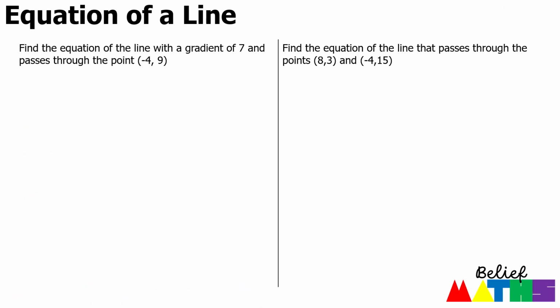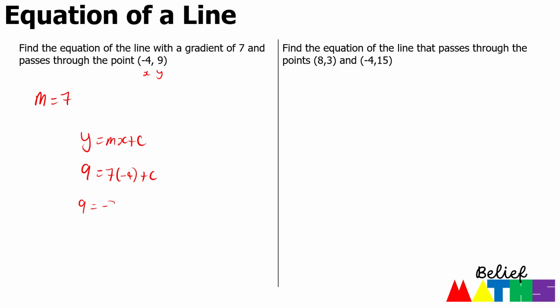Again, equation of a line was in our first video, but it's worth just recapping over that. So we find our gradient first, so m equals 7, and then we're going to sub that into our equation y equals mx plus c. This is x, this is y, always in that order. So therefore 9 is equal to 7 times negative 4 plus c.